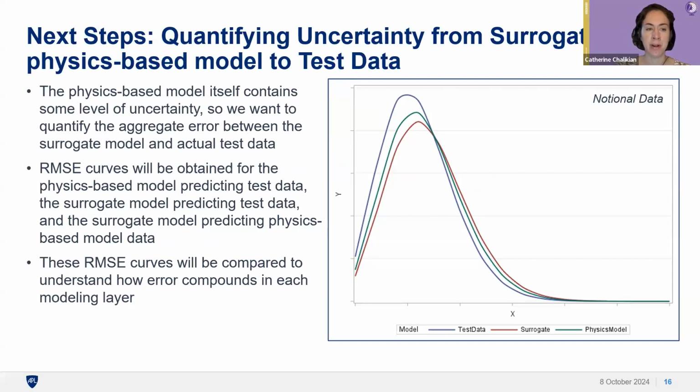As Elizabeth mentioned before, the physics-based model has some inherent error as well. So we want to next study the aggregate error between the surrogate model and the physics-based model and the test data. So RMSE curves will be obtained for the surrogate model to the physics-based model, the surrogate model to test data, and the physics-based model to test data. And all of these curves will be compared to each other to understand how error compounds in each modeling layer.